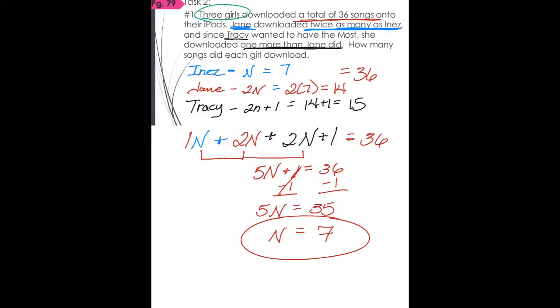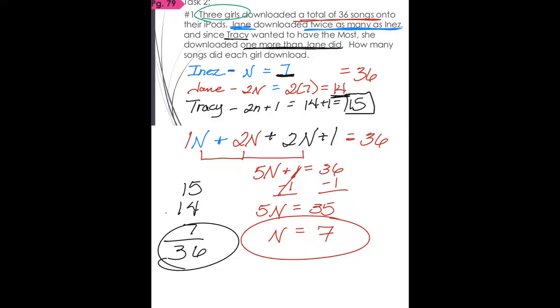How can I make sure that all these numbers are right? Add them up and they should total 36. Do they? They do. So you can't just leave it at n equals 7. You've done a lot of great work up till then, but let's not forget what question they're asking for.